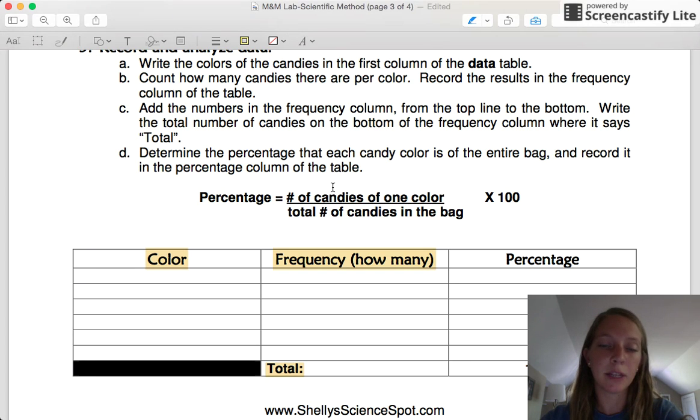So say, like I said before, that you have 5 blue M&Ms. You're going to take 5, and say you have 12 total, 5 divided by 12, and then multiply it by 100. You should get a decimal, and then you multiply it by 100. If you need help with this tomorrow, I'll be coming around, and I can help you with that.